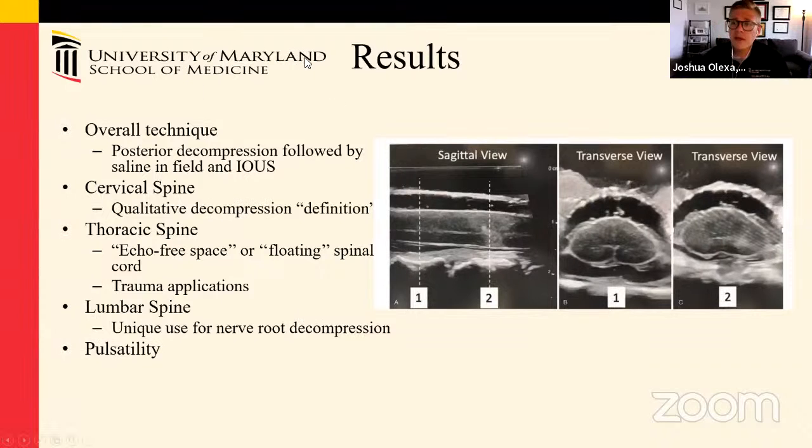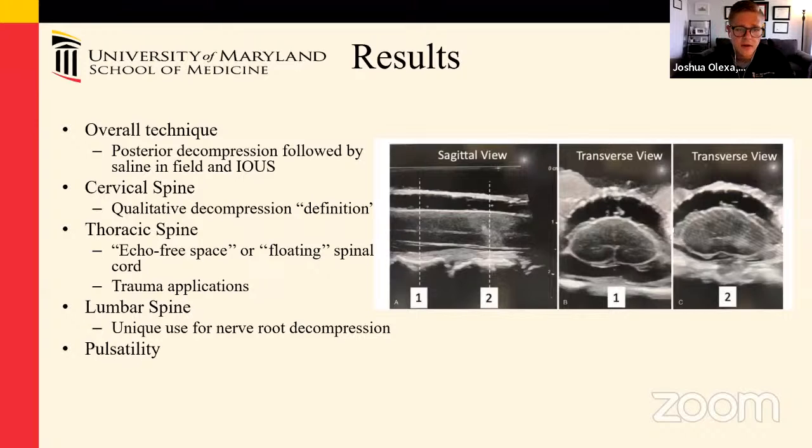Then they looked at the different papers that were looking specifically at the different parts of the spinal cord that were being studied. They started with the cervical spine, which they noted was probably the most well-studied area in which intraoperative ultrasound is used. Again, their initial goal was trying to define what decompression would be using intraoperative ultrasound.